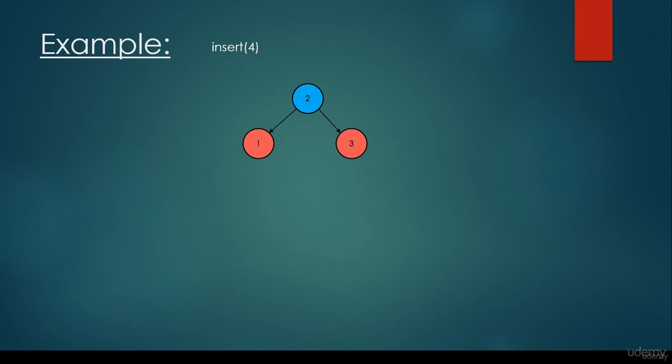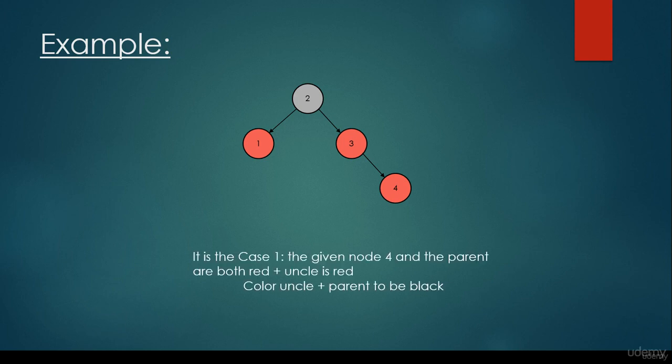Let's insert 4. 4 is greater than 2. 4 is greater than 3, so it's going to be the right child of 3. And it's going to have the red color by default, because this is how we insert items. And this is the typical case 1.